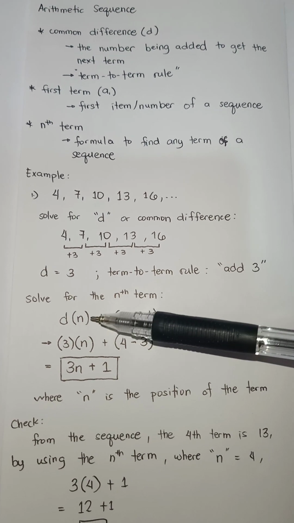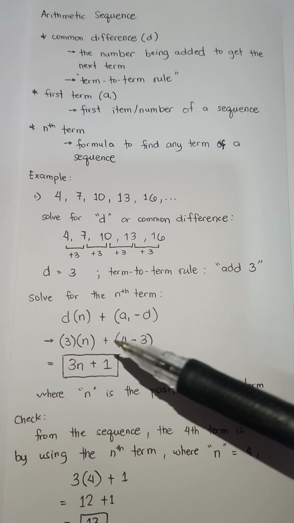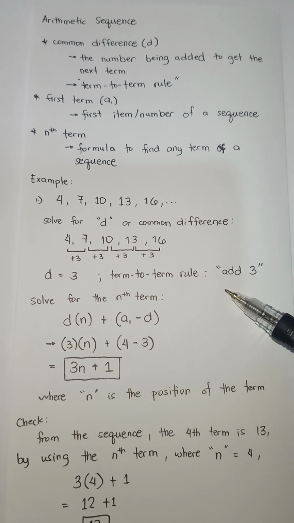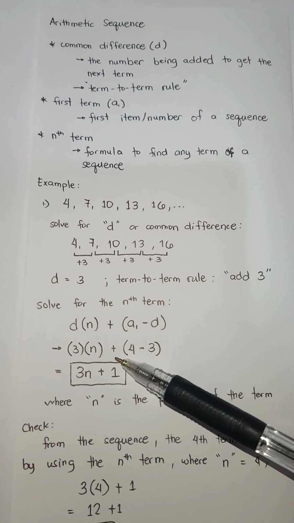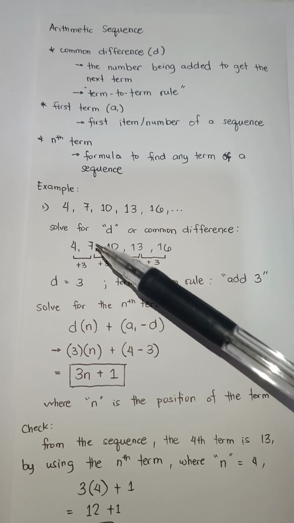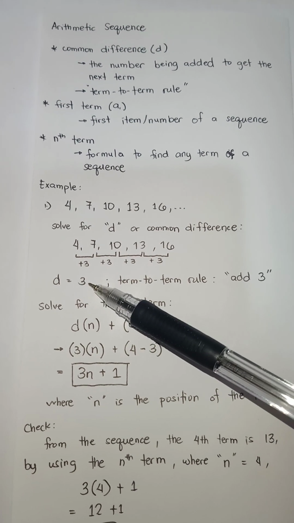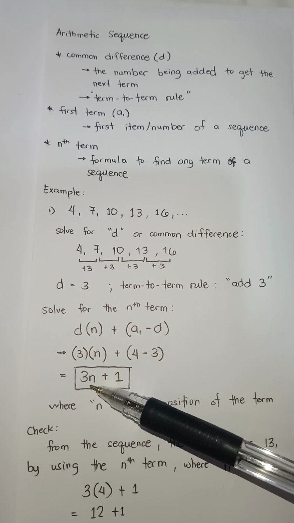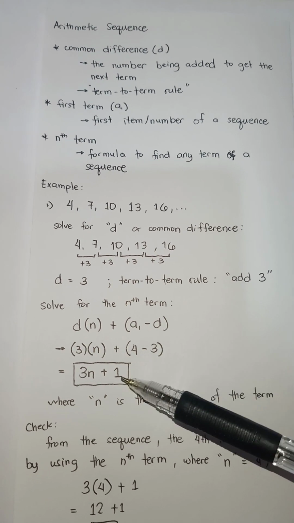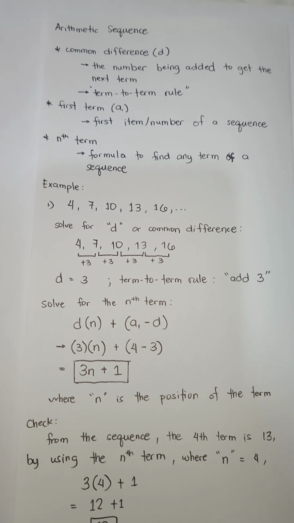Now, to solve for the nth term, we will use this formula: d times n, where n is the nth term itself, plus a sub 1 minus the common difference. So 3 as our common difference, 3 times n plus a sub 1, the first term, 4, and then minus d again, the common difference, that's 3. So 3n, that's 3 times n, plus 4 minus 3, that will be 1. So 3n plus 1 will be our formula for the nth term.